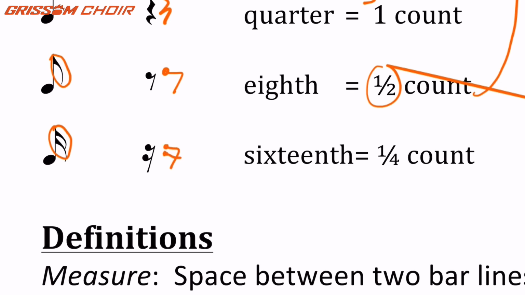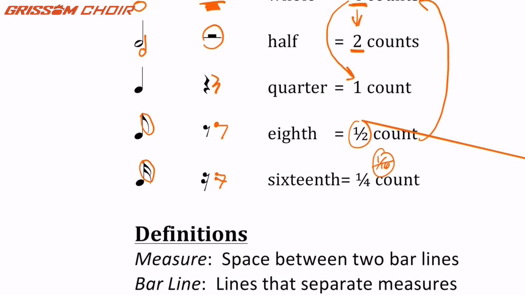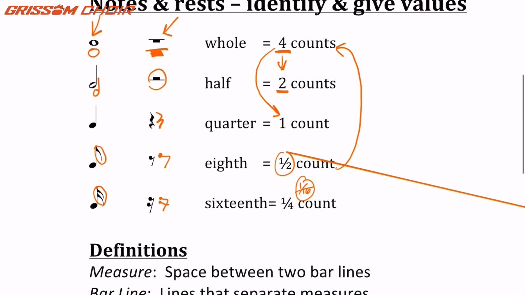Careful, the 16th note and 16th rest do not get a 16th of a count. They get 1/4 of a count. They are a 16th of the whole note. But count-wise, the 16th note and the 16th rest each get 1/4 of a count. Those are our basic notes and rests, identifying them and their affiliated values.